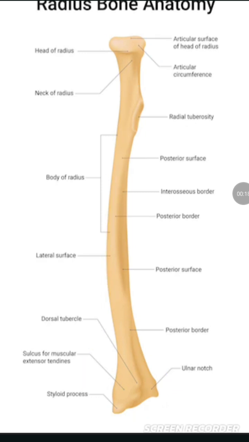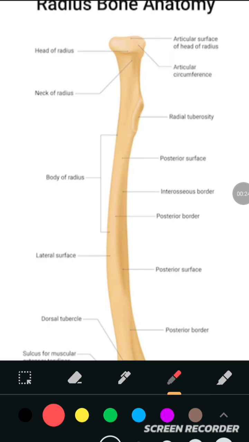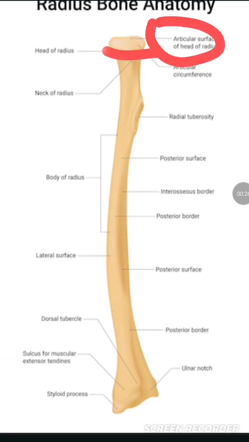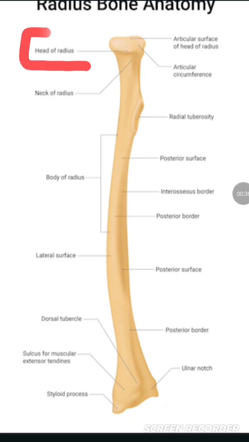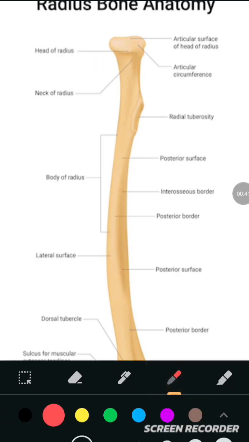The upper end consists of an articular surface. This articular surface makes a hinge joint with the capitulum of the humerus. Similarly, this whole region is called the head of the radius.